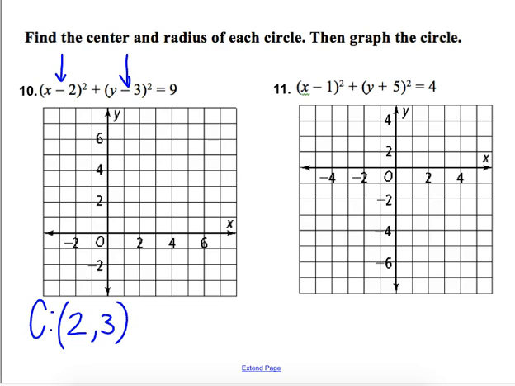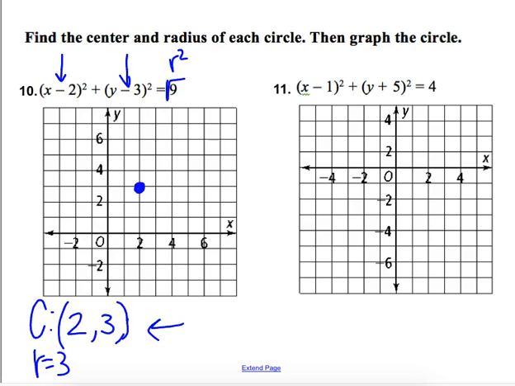Remember, this is r squared. So what's the square root of 9 to get just our radius? Well, square root of 9, we all know, is just simply 3. So from here, I would plot our center, 2, 3, over 2, up 3. And then I would count 3 away in all 4 directions.